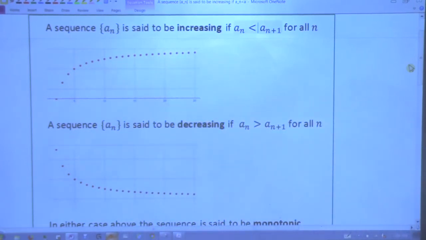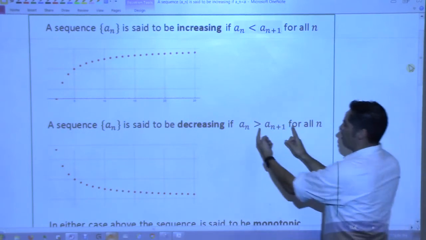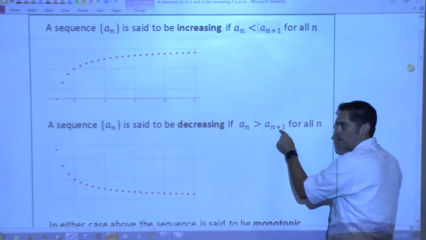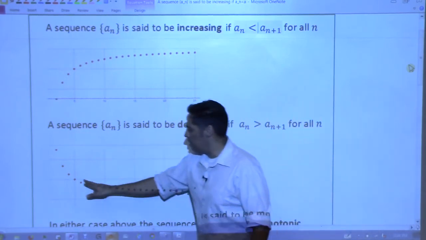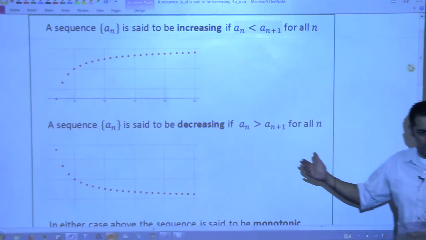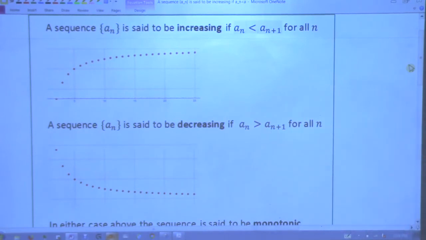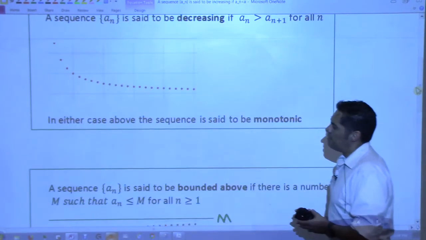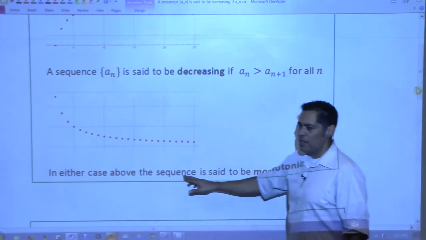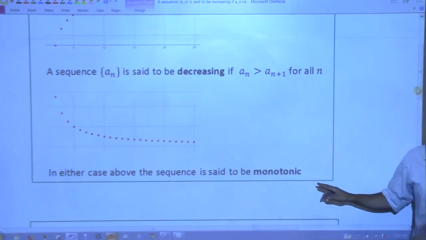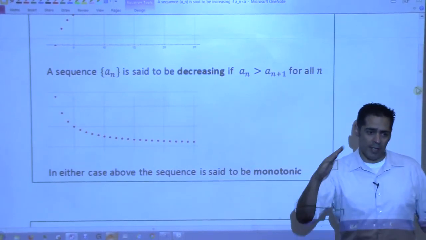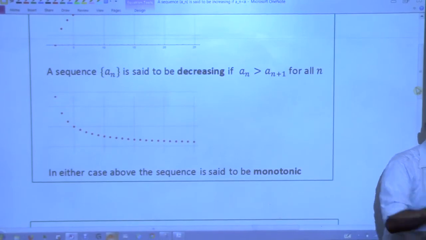So if I keep doing that for every n, it keeps going up, right? Then it's increasing. Then if you flip the inequality over, and you say that the nth one has to be bigger than the next one, then now it's got to be going down. So it's decreasing. Pretty straightforward. So in either case, if you have a sequence that is increasing or a sequence that is decreasing, we call that a monotonic sequence. So if somebody says you've got the sequence and it's monotonic, that means it's either increasing or decreasing, one or the other, all right?